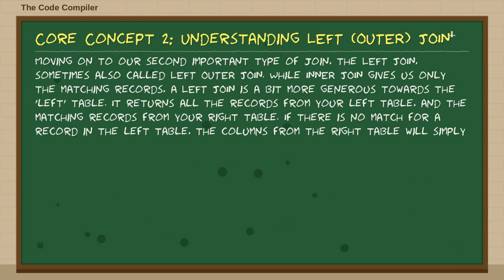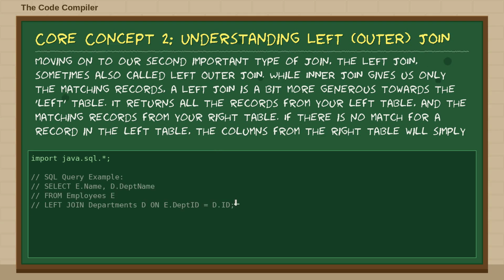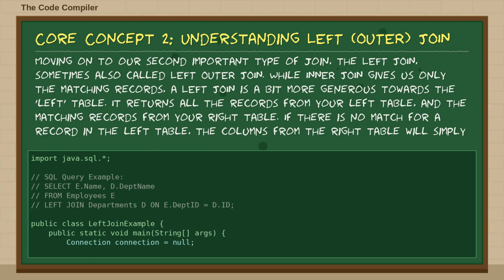For instance, if you want to list all employees, regardless of whether they are currently assigned to a department or not, the SQL syntax changes slightly. You use left join instead of inner join. So, it would be select employee.name, department.name from employee left join department on employee.departmentID is equal to department.id. This ensures every employee is listed.